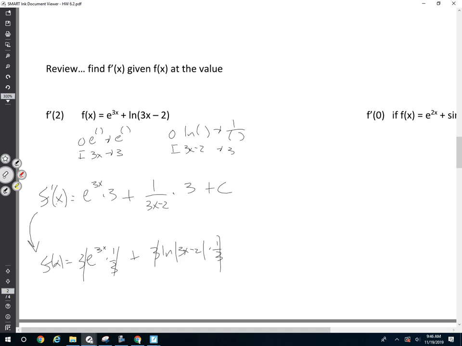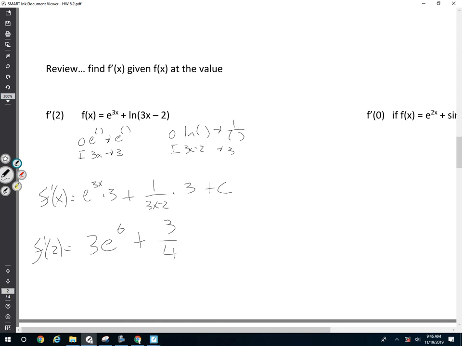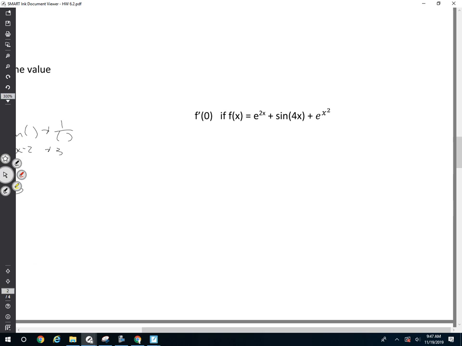We didn't answer the question. We're trying to find f prime of 2, so let's go ahead and do that. 3 e to the 6 plus 6 minus 2 is 4, 3/4 plus some c. What am I doing with plus c's? I'm taking derivatives. This is ridiculous. All right. Outsides, insides. This is kind of confirming why we need that reciprocal of the coefficient of x.